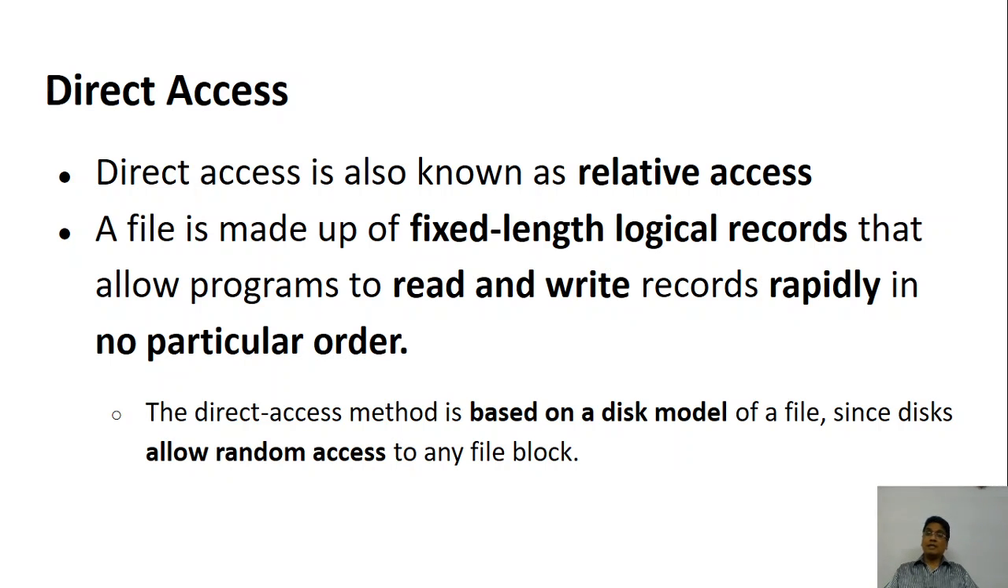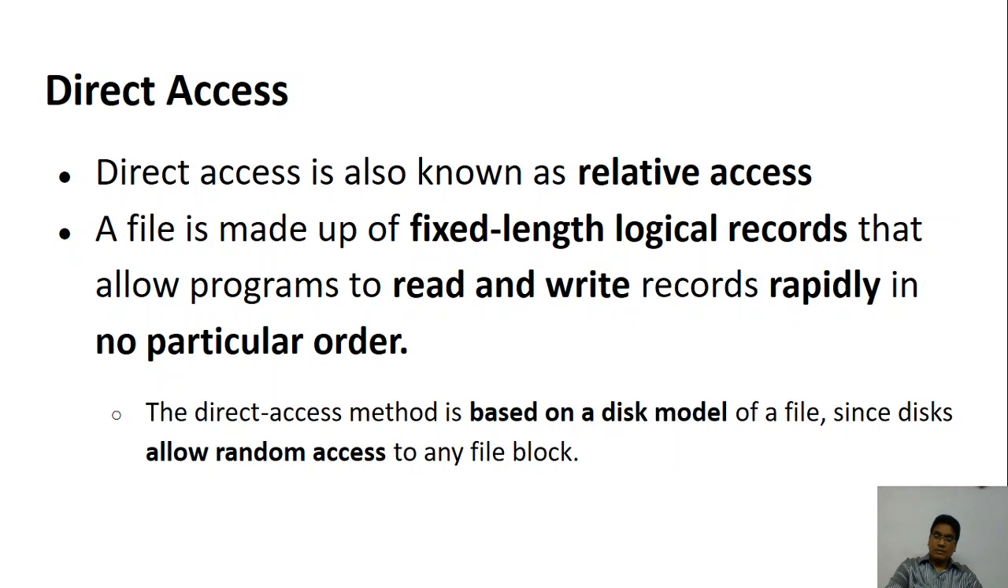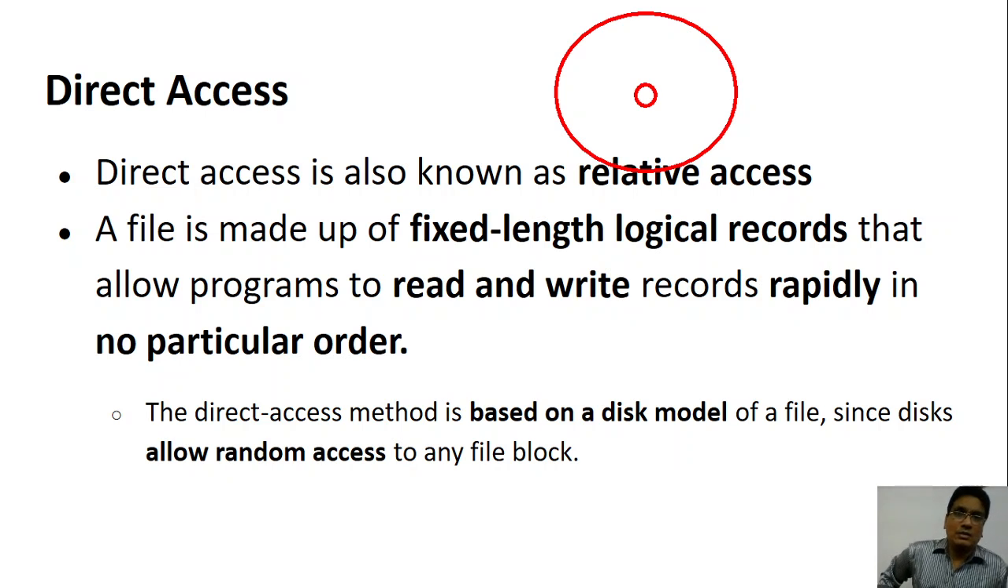Direct access is also called relative access. Now here the records are made in the form of blocks. There is a fixed logical record, and you can read and write it rapidly. This may be even more difficult for you to understand. In olden days there was something called LP records. You might have seen the record player. There was a pointer which could point, and the record used to rotate.